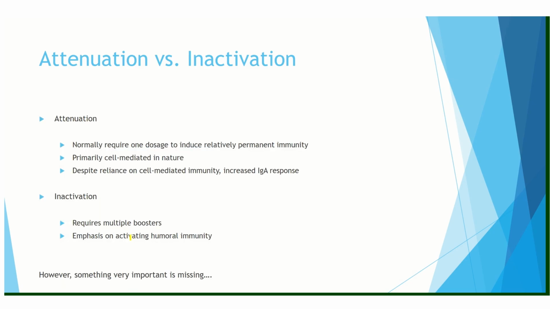So attenuation normally requires a dosage to induce relatively permanent immunity, and it is primarily cell-mediated in nature. Despite reliance on cell-mediated immunity, there is an increased IgG response. What is inactivation? It involves multiple boosters and emphasis on activating humoral immunity. Also, the organism is cultivated for a long time to get a less harmful, less virulent organism.